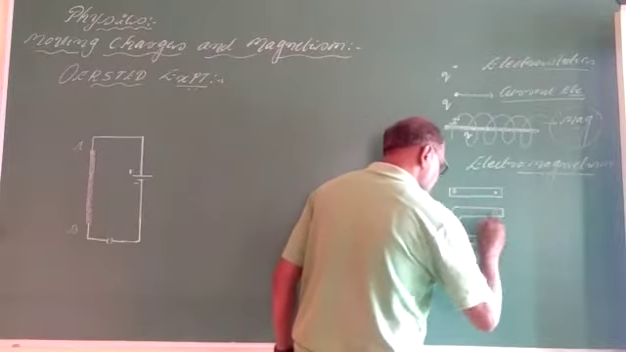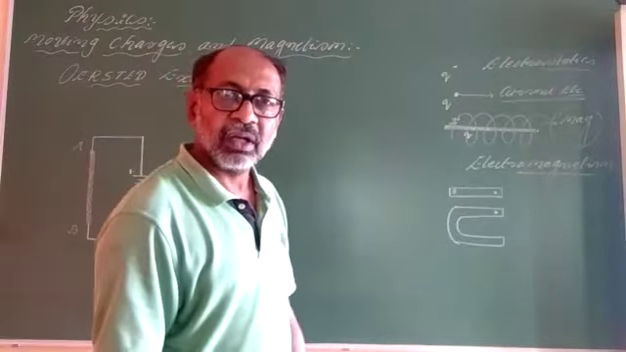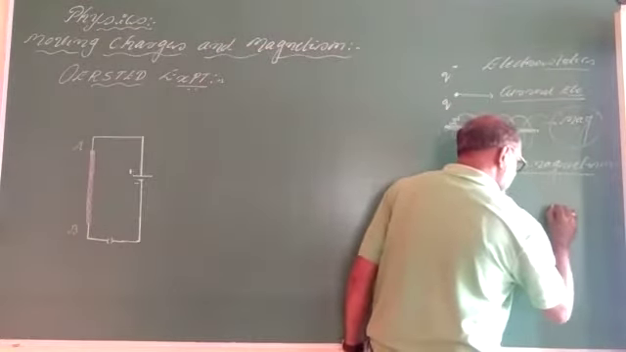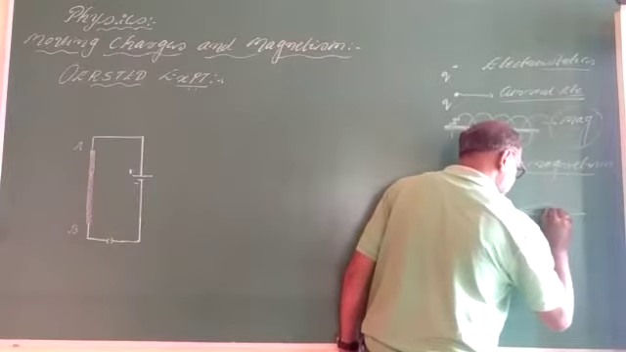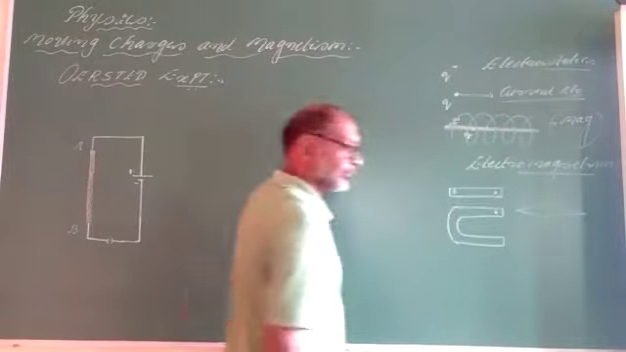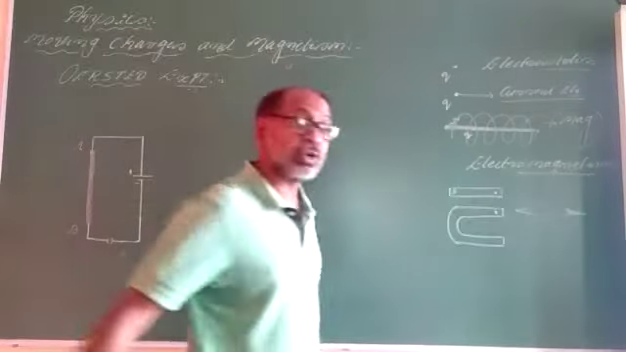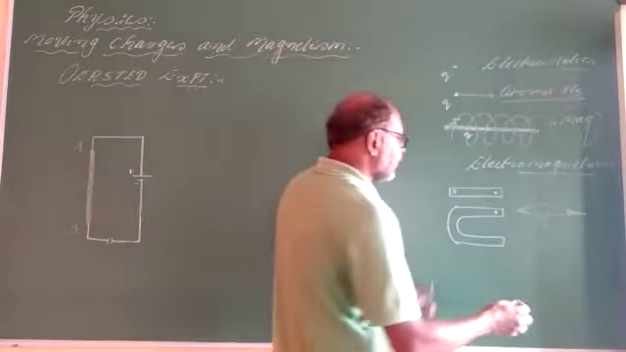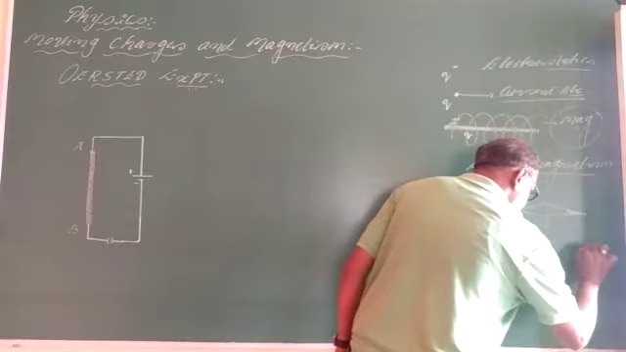This pointer always indicates the north side. And there is also a magnetic needle, which is represented like this. One side is blocked like this, so it always indicates the north side. And there is a magnetic compass.